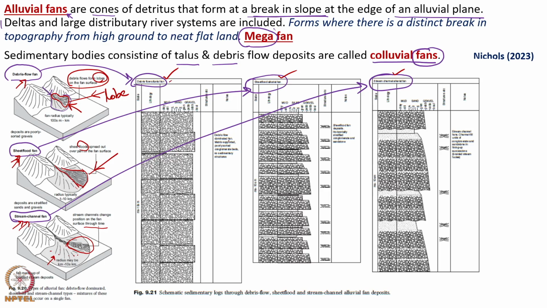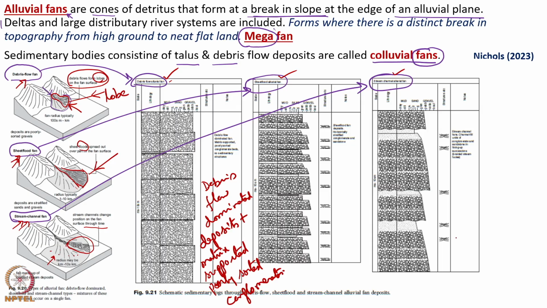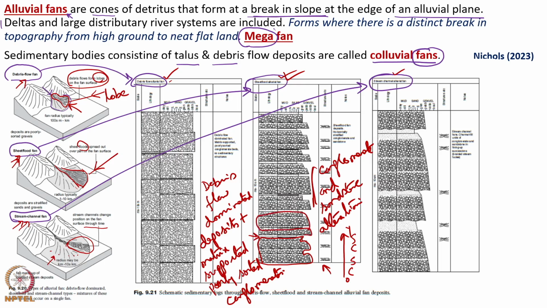Naturally, in a debris flow alluvial fan, debris flow material is dominant and we have matrix-supported, poorly sorted conglomerate beds. In the case of a sheet flood alluvial fan, we find an alternation of conglomerate and sandstone. This is the conglomerate layer, then there is a thin sandstone. Again here is a conglomerate layer up to this much and a thin sandstone layer. The conglomerate layers are thick whereas the sand layers in between are thin.